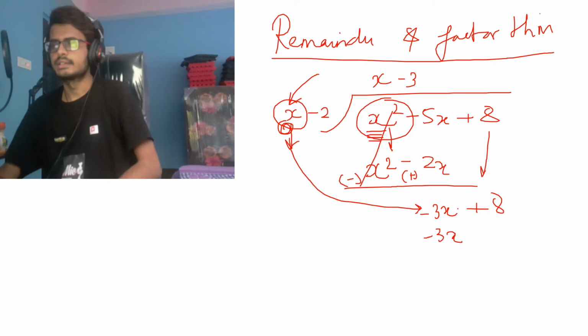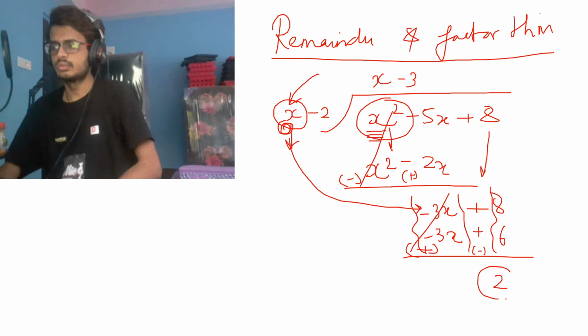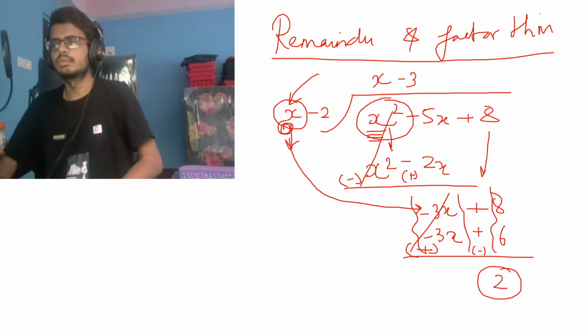And minus into minus is plus. 3 into 2 is 6. You don't need to care about this second number, okay? You just need to get the value 0 here. So when you again subtract, this will be plus, this will be minus, this will be 0. 8 minus 6 will be 2. So remainder is 2 for this equation. So for this kind of equation, you need to do it this way.